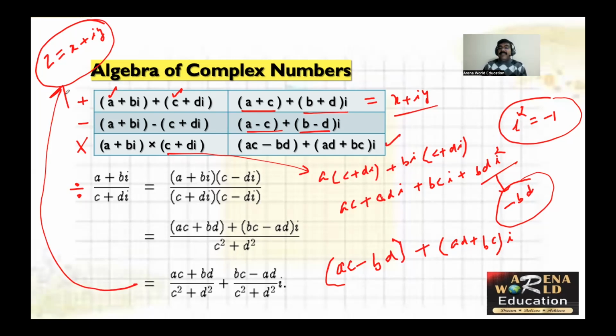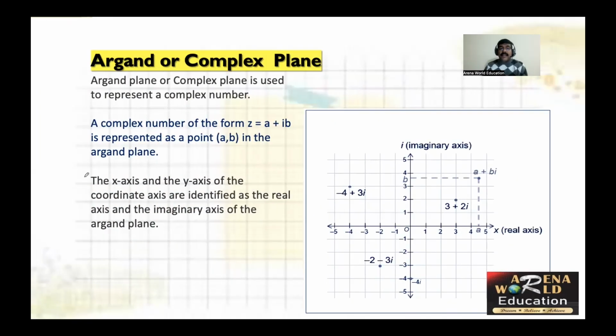I hope everybody is clear. Now let us understand about Argand or complex plane. It is similar, just like we were discussing coordinate plane in coordinate geometry, right? But the only difference is x-axis is treated as real axis and y-axis is treated as imaginary axis, right?